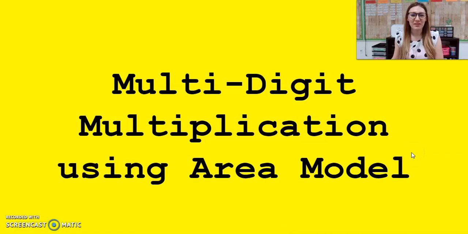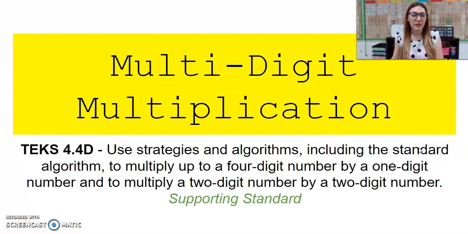Hey mathematicians, today our lesson is over multi-digit multiplication using area model. Our standard is 4.4D: to use strategies and algorithms, including the standard algorithm, to multiply up to a 4-digit number by a 1-digit number and to multiply a 2-digit number by a 2-digit number.